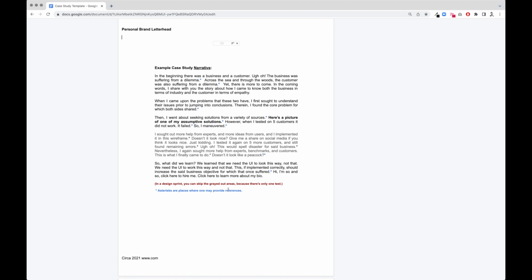And then if you have more process, this gray portion here, I sought out more help from experts, blah, blah, blah, blah, blah. That section there, that could also help to add length to your case study. But the minimum case study is at least 1 user test. You should have about 3 rounds of user testing, so that would be more statistical.